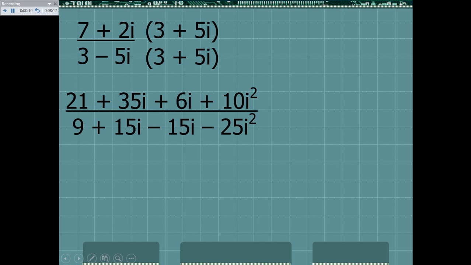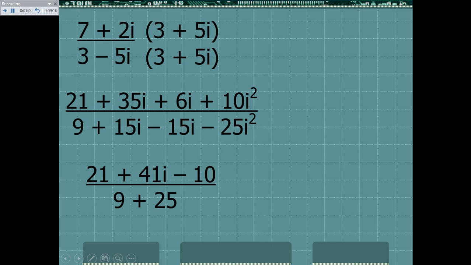By multiplying 7 with 3 we will get 21, 7 with 5 iota, 7 fives are 35 iota, 2 iota with 3, 2 threes are 6 iota, 2 fives are 10, and iota with iota is iota square. Similarly, we multiply 3 with 3, 3 threes are 9, 3 with 5 iota, 3 fives are 15 iota, minus 5 iota with 3, minus 15 iota, and minus 5 iota with plus 5 iota is minus 25 iota square. By simplifying, iota square is minus 1. Adding these two we will get 41 iota.